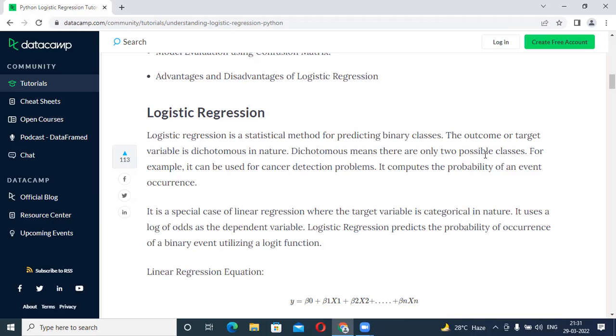It computes the probability of the event occurrence. When we are talking about regression analysis and the regression deals with prediction, obviously the term probability comes in, and we compute it with probability, and hence probability comes in for real-time applications. That is why we say that it computes the probability of a particular event occurrence.